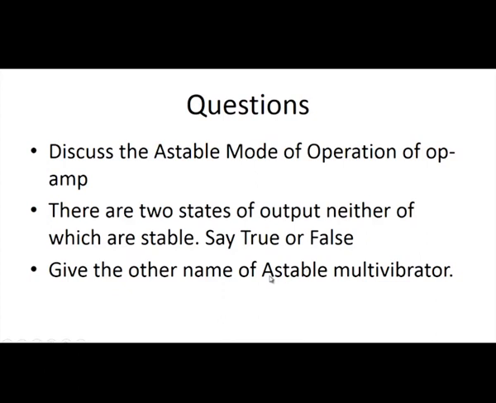For an oscillator, we know that there is no input signal externally given, and because of the charging and discharging of the capacitor, the output will get transited from one state to the other state. So no states are stable. This is actually true. There are two states of the output, neither of which are stable. It is true, because of the charging and discharging of the capacitor, no state is stable.